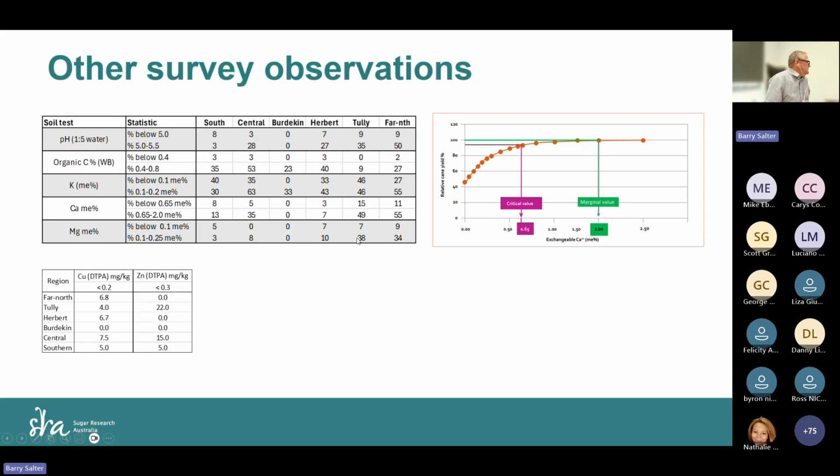Magnesium wasn't quite as bad as calcium, but certainly in the wet tropics regions, Tully and the far north, there were a large number of samples where soil magnesium was lower than the critical value, or in that marginal range as well. And just to round off micronutrients, we saw potential issues with copper, and potential issues with zinc as well in a number of regions. Again, these issues are probably just potentially having a small impact on yield in a number of regions and blocks here.